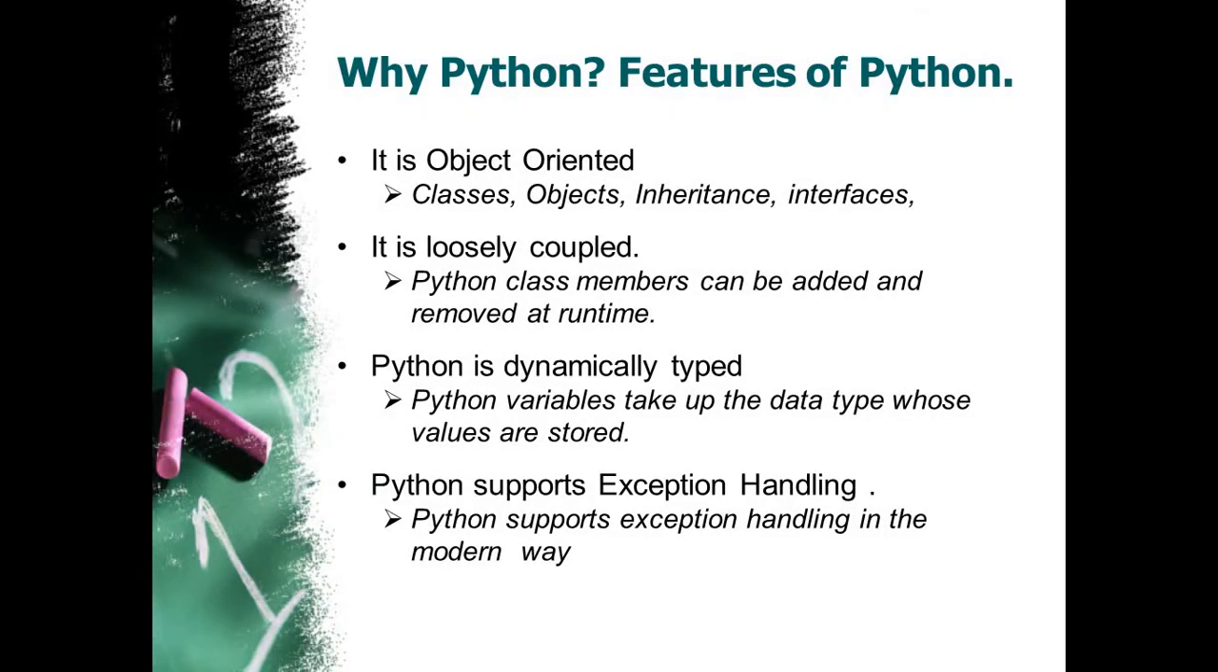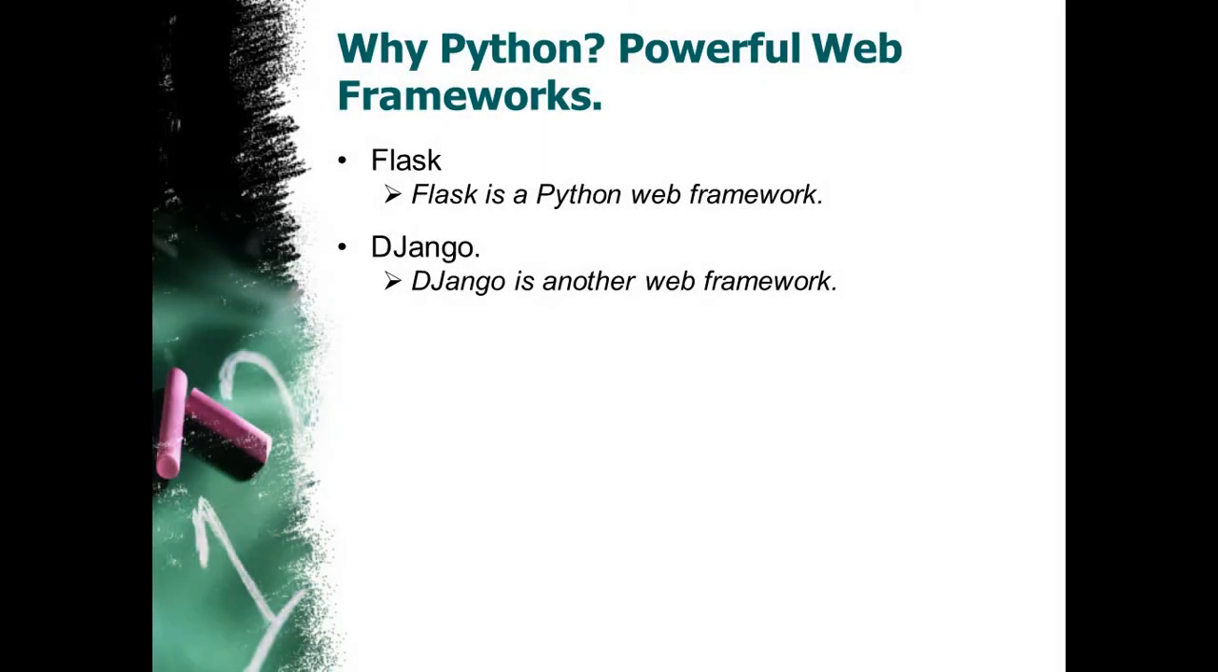More reasons for learning Python. Some features of Python: it is object oriented. It supports classes, objects, inheritance, interfaces. Python is loosely coupled in the sense that you can add class members at runtime, remove them at runtime, get them at runtime. Python is dynamically typed. Variables take up the data type of the values stored. Python supports exception handling in the modern way, the Java way you can call it. More reasons for learning Python: we have very powerful web frameworks. We'll be learning two of them, Flask and Django.